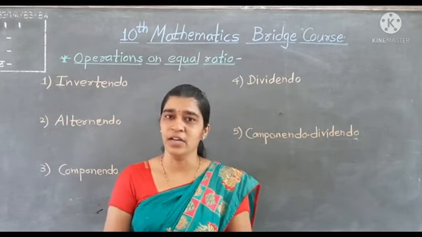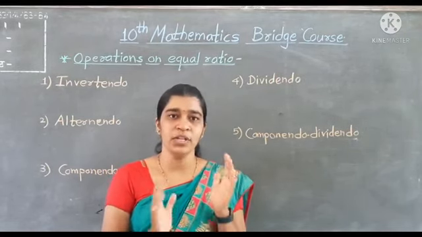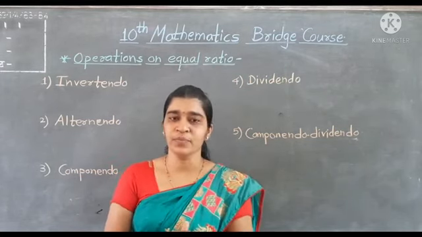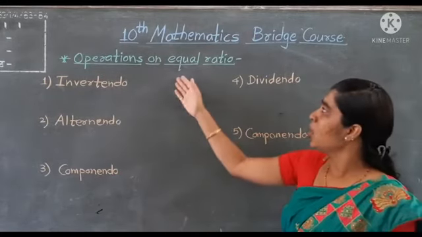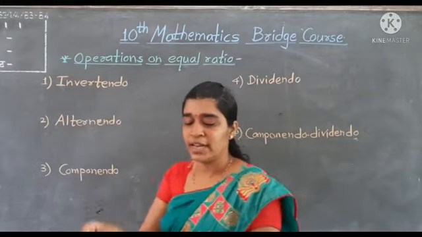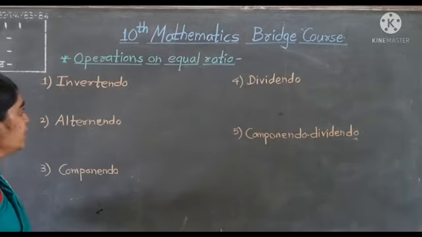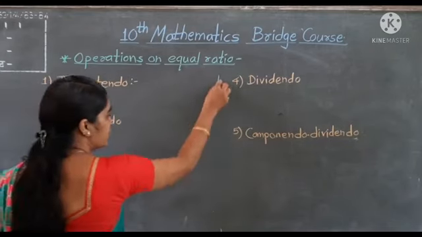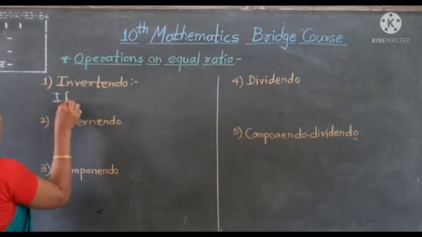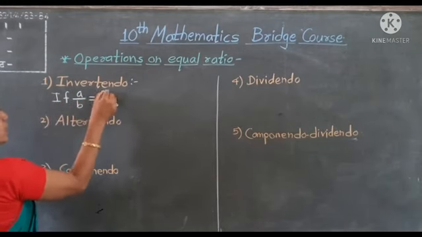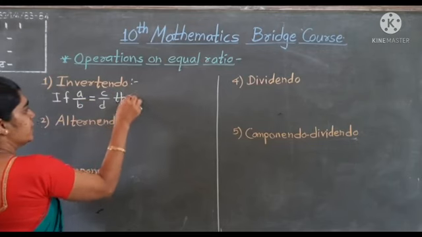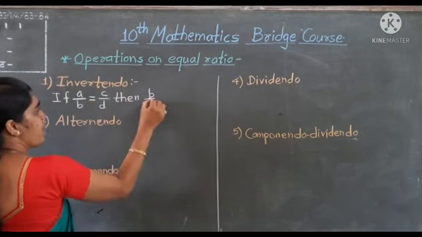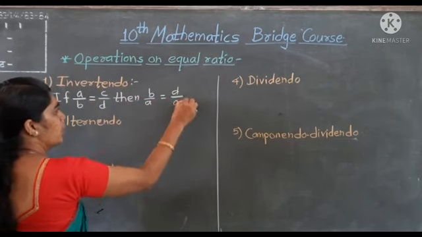You had learned what is a ratio. You know, if A upon B is equal to C upon D, we call it a ratio. These ratios are equal. Then what are the operations on equal ratios? You had seen them in the 9th standard. The first operation is invertendo. Invertendo means, as you remember, if A upon B is equal to C upon D, then invertendo means you write it inverted: B upon A is equal to D upon C.